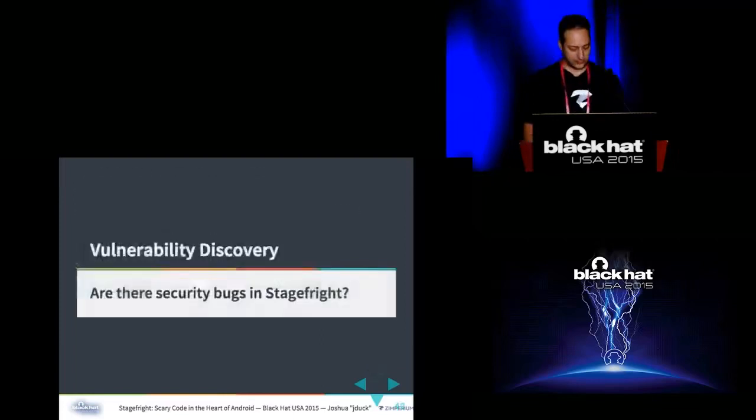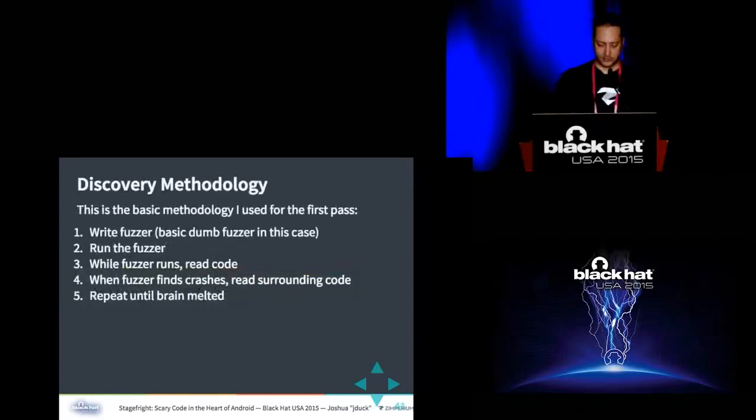So let's talk about finding the bugs. That's juicy and fun. Basically, we have a discovery methodology that looks really dumb, and I'm going to go kind of turbo fast right now. There's nothing like rocket science here. You write a fuzzer. Writing the dumb fuzzer is seriously a 5-minute, 5-line Python script. You run the fuzzer, let it go, and while it runs, read the code, and wait for a crash.